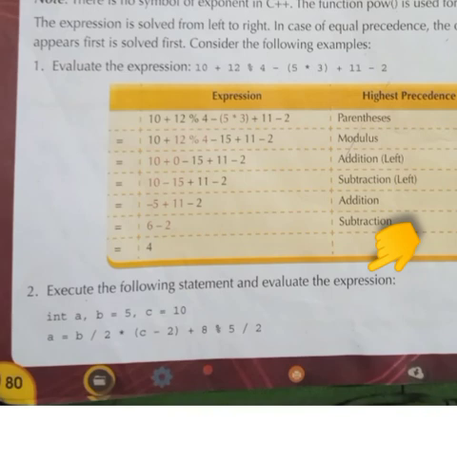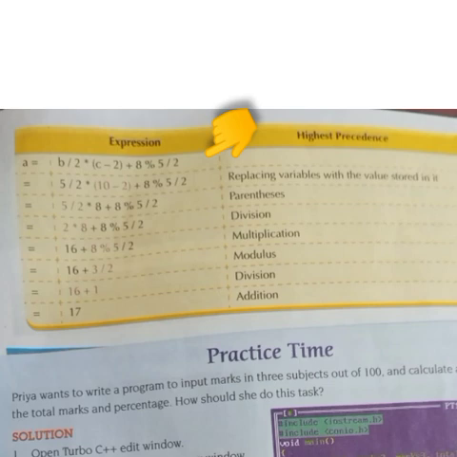Execute the following statement and evaluate the expression. int a, b = 5, c = 10. The expression is a = b / 2 * c - 2 + 8 % 5 / 2. First look at the table. You write the expression first, then in the second line you replace all the values by 5 and 10. Look at the third statement. Our highest precedence goes to parenthesis only, so we need to concentrate on that.